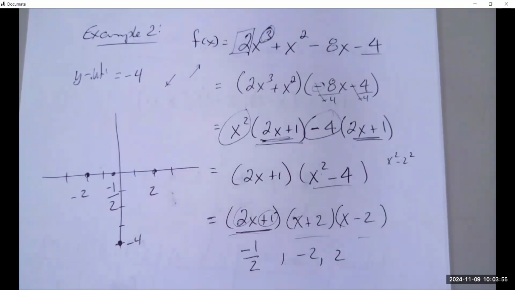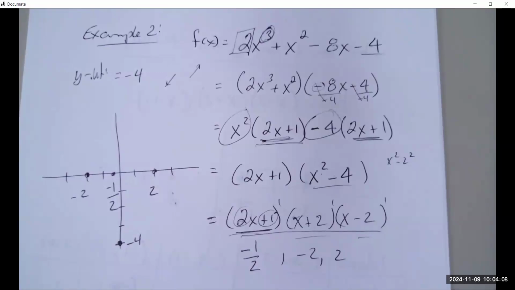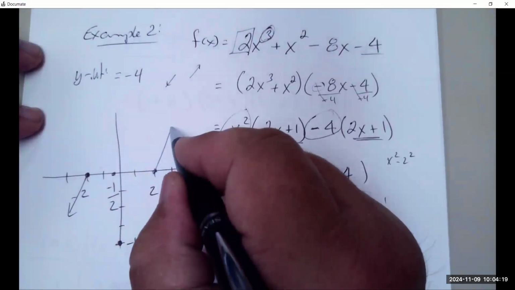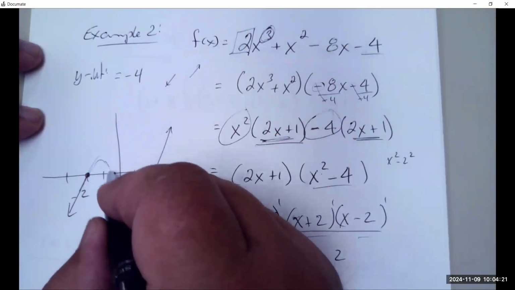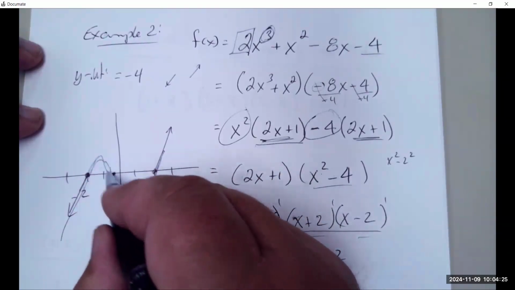Do they cross or bounce at the intercepts? Here are the factors, and they're all odd exponents. Multiplicities are all odd, so they all cross. It bounces if it's even. So this side has to go down, this side has to go up, and they cross. So it looks something like this.